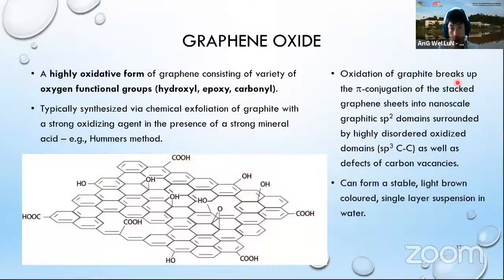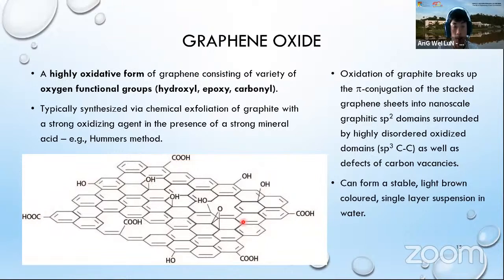The pi conjugations of the stacked graphene shift into nanoscale graphite sp2 domains, surrounded by highly disordered oxidized domains, as well as the defects of carbon vacancy. So you have some defects, and you have these functional groups. It can form a stable light brown color single layer suspension in water.